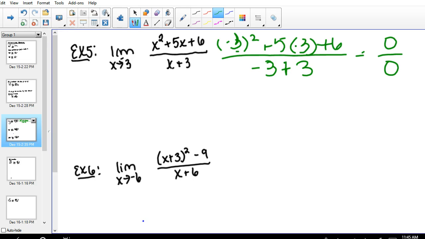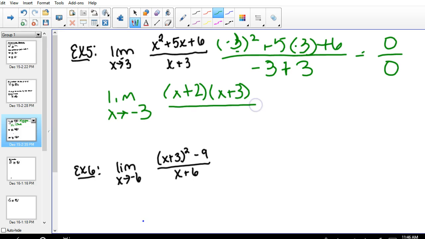So for a problem like this, what you want to do is factor it. So you'll say the limit as x approaches negative 3 of, factor the top, and it factors into x plus 2, x plus 3 over x plus 3. And once you factor this, you'll notice what happens with those x plus 3's. They cancel out. That's where you had a hole in the graph, and that's the point that we're looking at, is that hole. So now, once those are canceled, we can just plug in our negative 3.